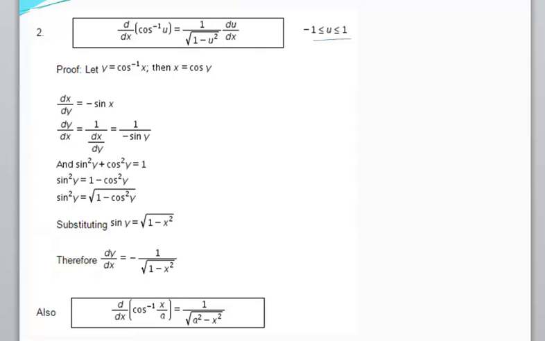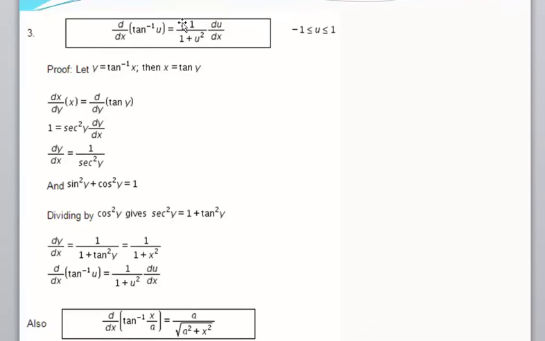Using sine squared y plus cosine squared y is equal to 1, sine squared y is 1 minus cosine squared y. Sine of y is equal to the square root of 1 minus cosine squared y. Substituting in, sine of y is equal to the square root of 1 minus x squared. So our dy on dx is negative 1 over the square root of 1 minus x squared. And again with our fraction, the differential of inverse cosine of x divided by a becomes negative 1 divided by the square root of a squared minus x squared.